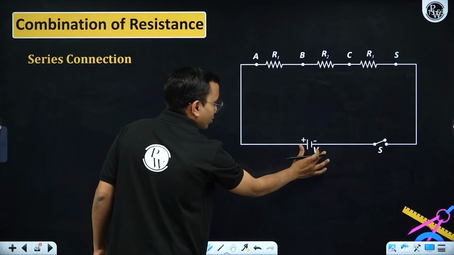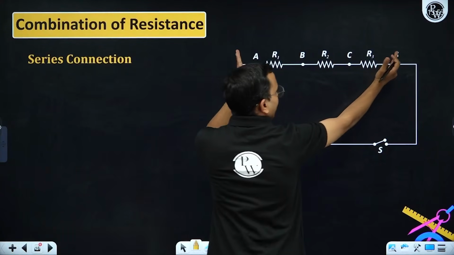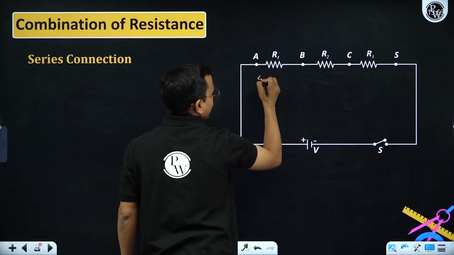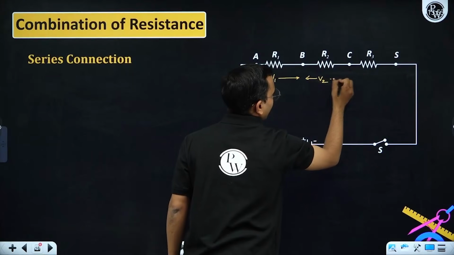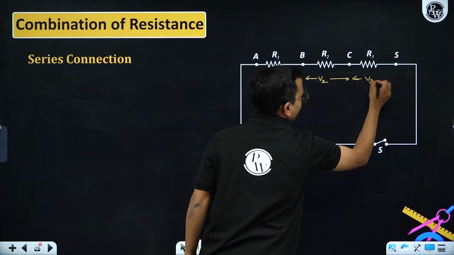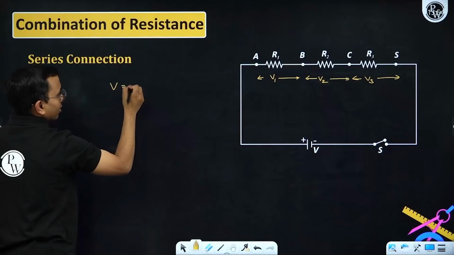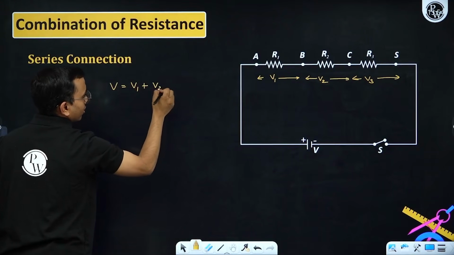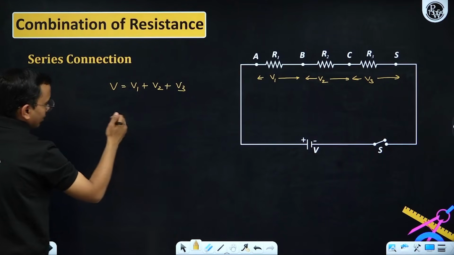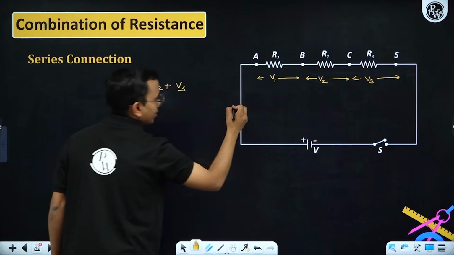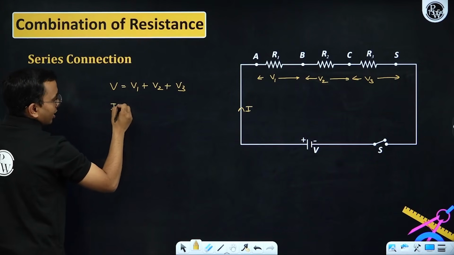Now here the total potential is V. The total drop is across these three resistors. Across this I am saying the drop to be V1, across this the drop to be V2, across this the drop to be V3. So when I say total V, that will be V1 plus V2 plus V3. V is equal to IR. So total V is equal to my current here, let us take that as I, into R equivalent resistance.